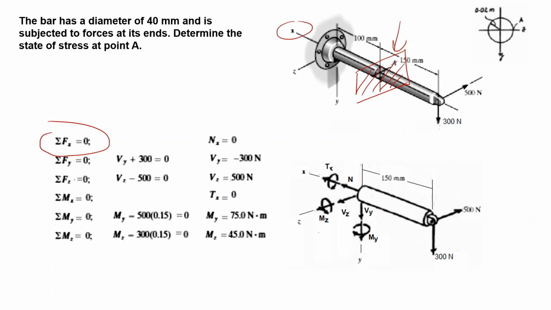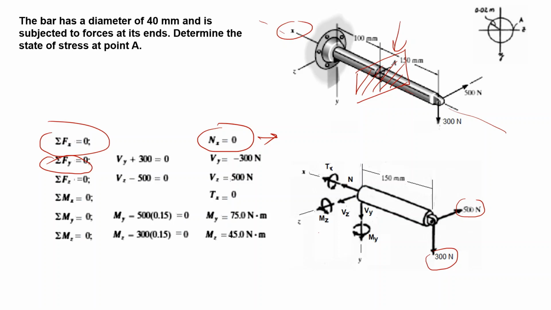That is my x axis. So we see that there are no forces besides N. So the forces 500 and 300 are not in the x direction. So the normal force is 0. That was number 1.